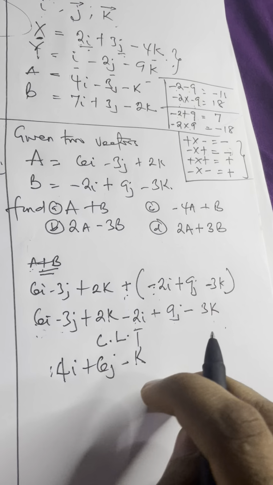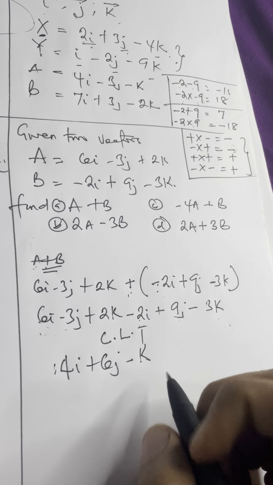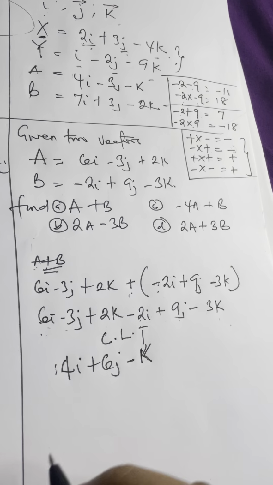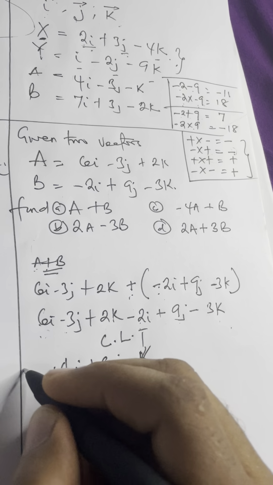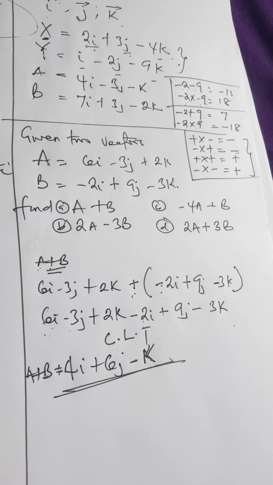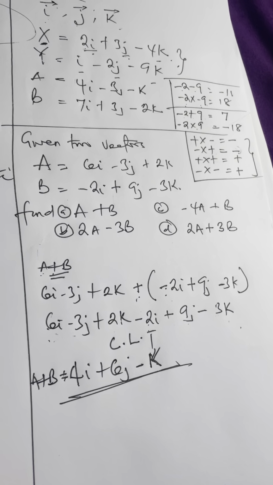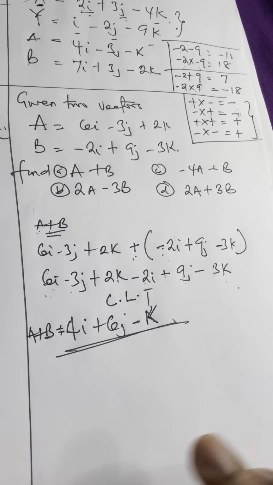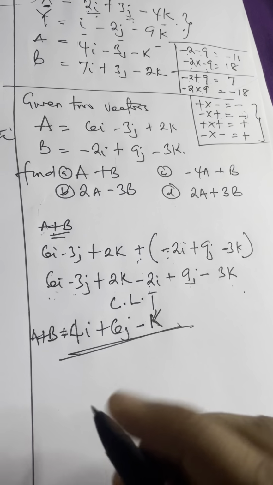There's no need writing minus 1k. Whenever the coefficient is 1, just write only the variable, minus k. We already know that the coefficient here is 1. So this is your answer to a plus b. That's your answer to a plus b. All right, so it's very important to actually note it this way. Okay, so this is how to go about it.